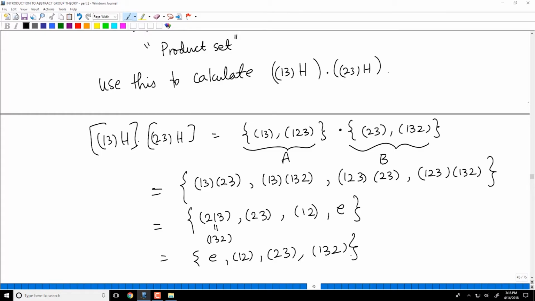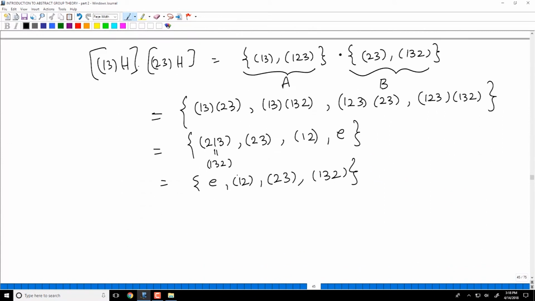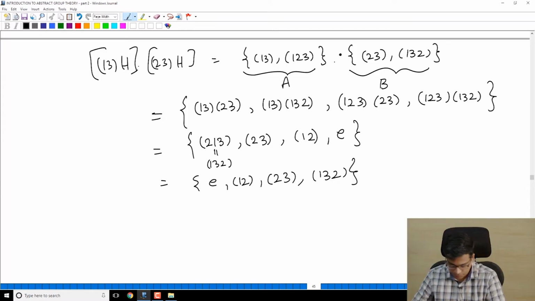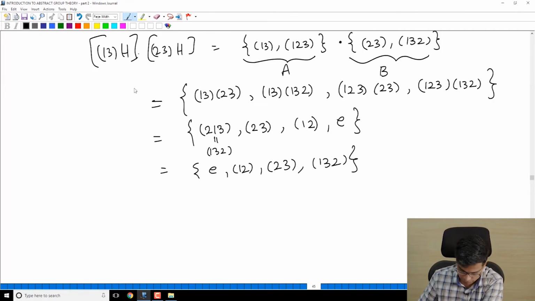Okay, so now let's stare at this. Earlier I defined, taking two subsets, their product. It is another subset. So here I have taken two subsets consisting of 2 elements each, and I multiplied them. I got a subset of 4 elements. Now in order for this operation to be a valid group operation on the set of left cosets, when I multiply left cosets, I must get another left coset.